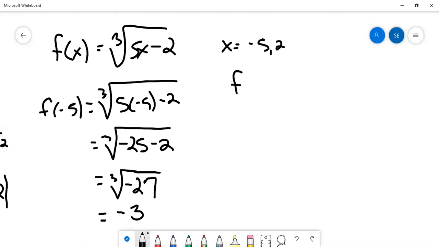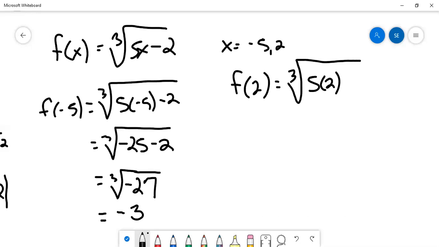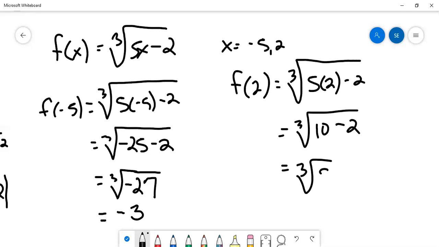And then we want to do f of 2. Likewise, we're just going to plug 2 in for x. So this is 5 times 2 minus 2. This is the cube root. 5 times 2 is 10 minus 2. Sorry, 10 minus 2 is 8, so this is the cube root of 8. Cube root of 8, 2 times 2 times 2 is 8, so the cube root of 8 is 2.